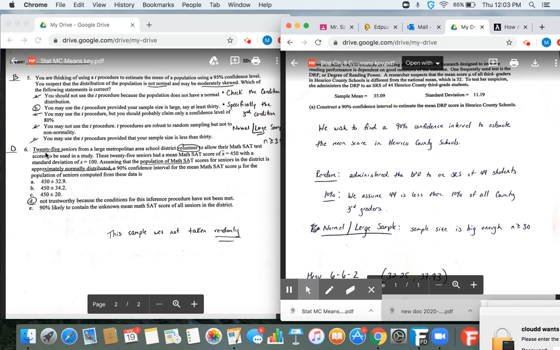So we don't care that the sample size is less than 30. But the issue here is that these people volunteered to be a part of this study. They weren't randomly selected. So that element of randomness is missing here, which means the condition wouldn't be satisfied. And because that's not satisfied, you really can't carry out the procedure, or as they say here, it's not trustworthy.